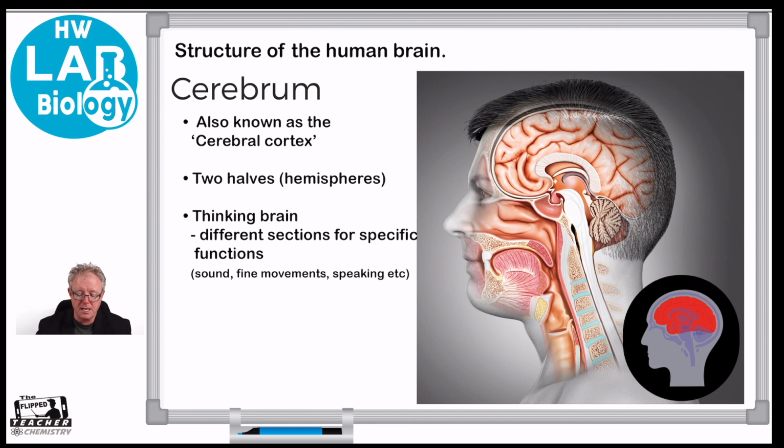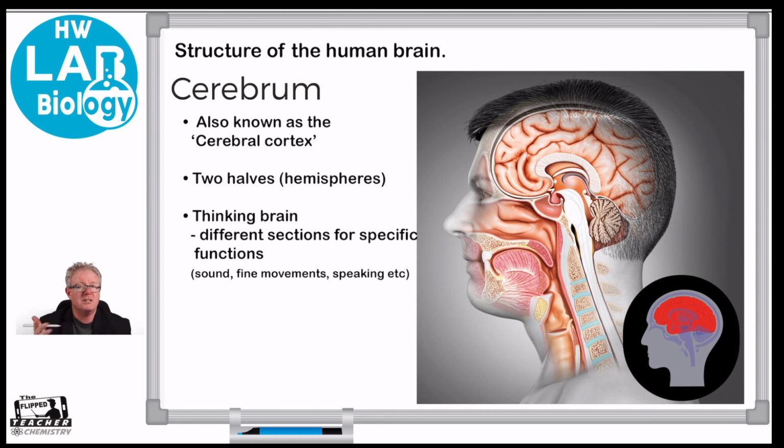So our cerebrum, which is the main part of the brain, which most people recognize when we talk about the brain, is that walnut-type structure that people know. It's known as the cerebral cortex, and sometimes it's also called the cerebrum. It's made of two halves, or two hemispheres. The right half controls the left half of your body, and the left half controls the right half of your body.